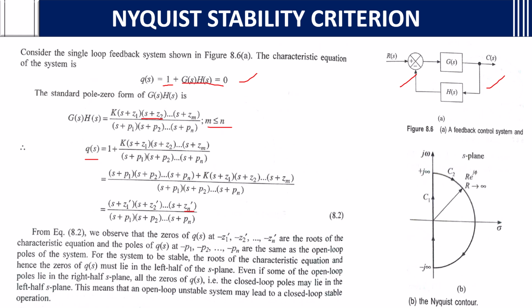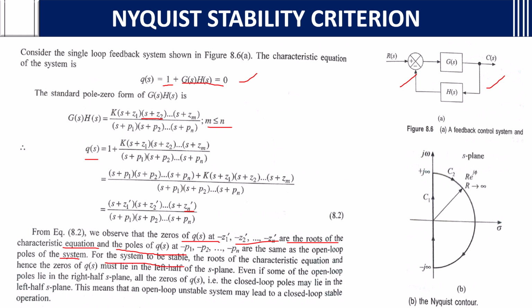From equation 8.2 we observe that the zeros of Q(s) at -z1', -z2', ... -zn' are the roots of the characteristic equation, and the poles of Q(s) are -p1, -p2, ... -pn. The z1, z2 are zeros, which are the roots of the characteristic equation, and the poles are the same as the open loop poles of the system.